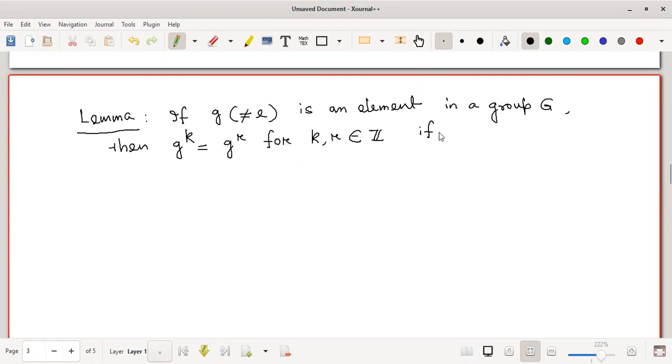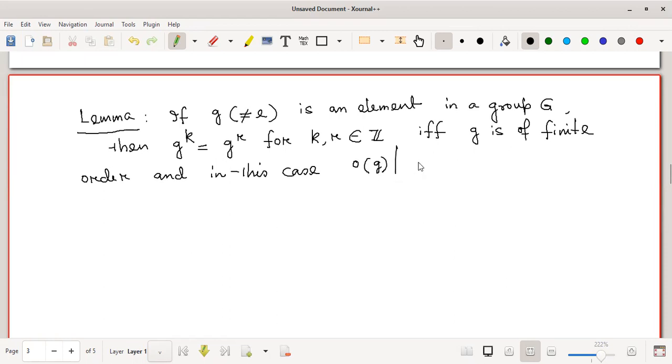if and only if, this is the notation for if and only if, g is of finite order, and in this case the order of g divides k minus r.